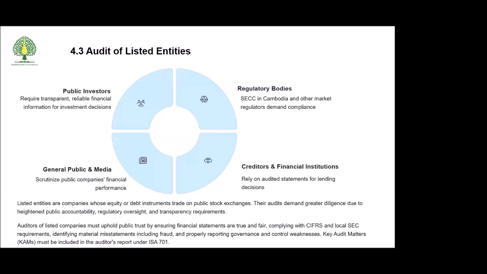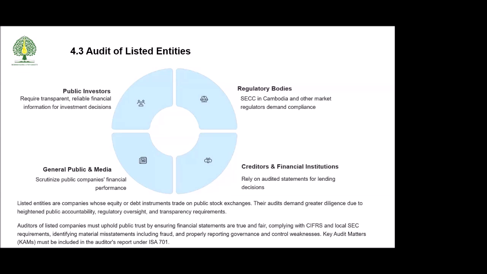And here is the importance of public interest. This company is accountable not only to the management and shareholders, but also to the public investors, who require transparent, reliable financial information for investment decisions. The regulatory body is the Securities and Exchange Commission in Cambodia and other markets. The regulator demands compliance. Creditors and financial institutions rely on audited statements for lending decisions. And the last is the general public and media, who scrutinize public companies and financial performance.